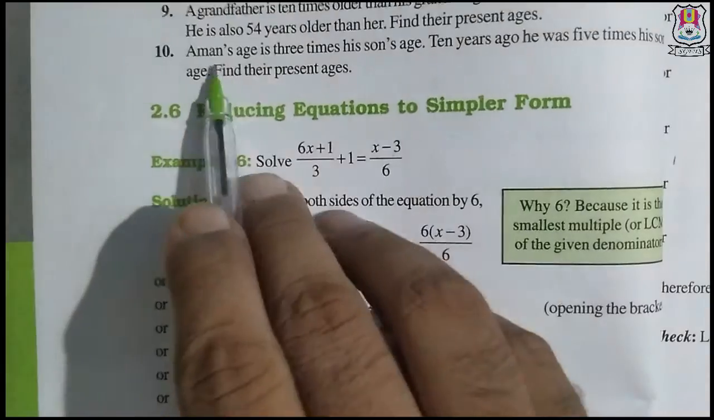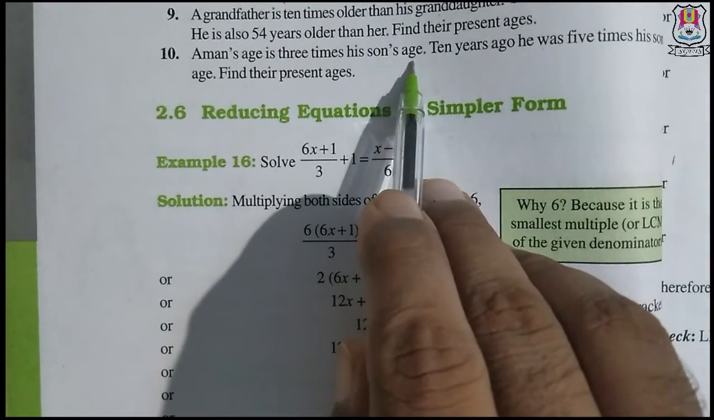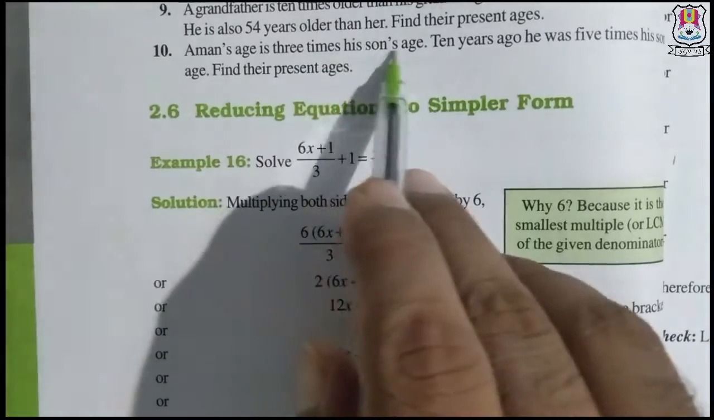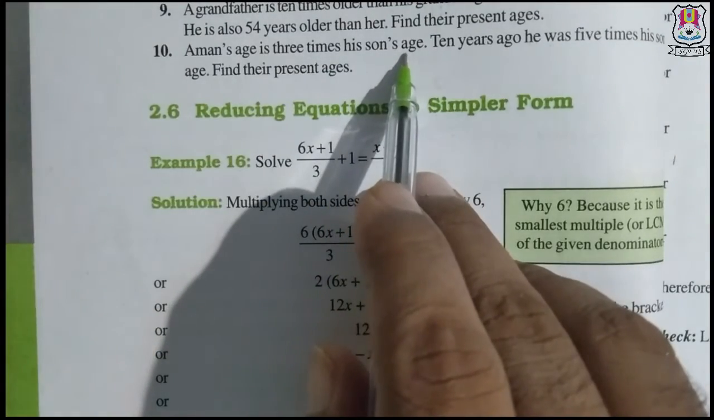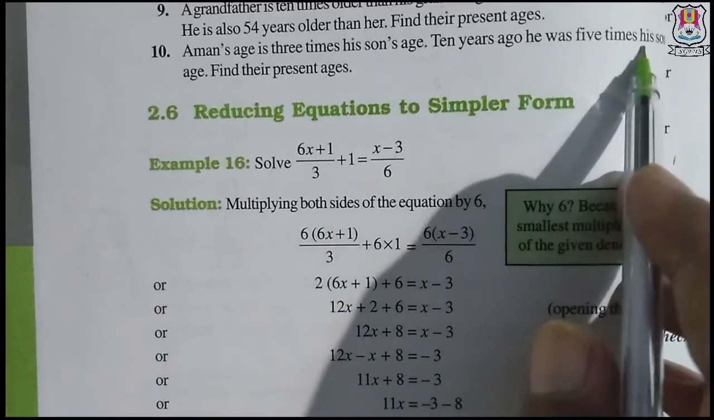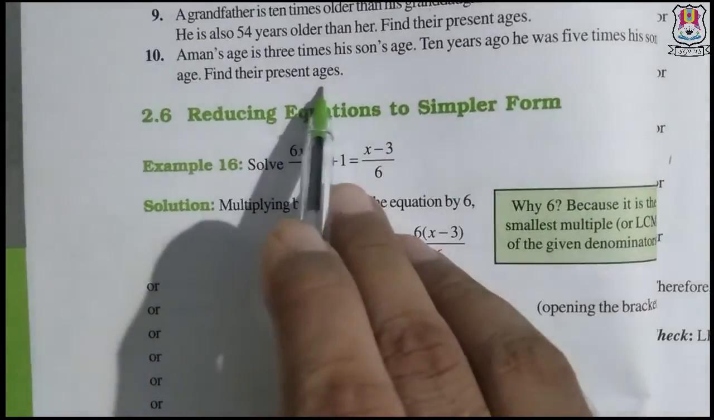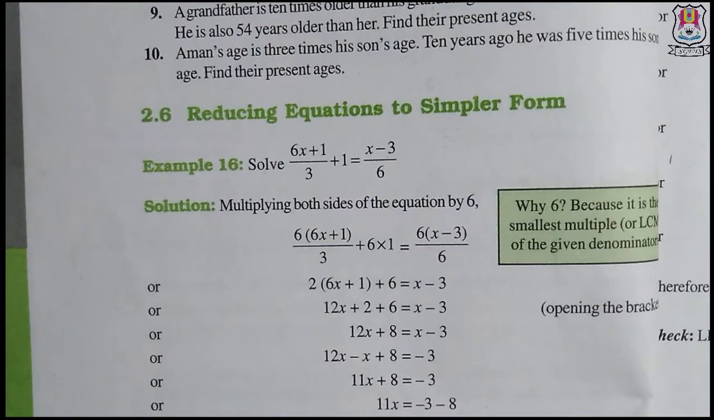Question number 10: Aman's age is 3 times his son's age. What is the age of son? Don't know. 10 years ago he was 5 times his son's age. Find their present age. Let's see.